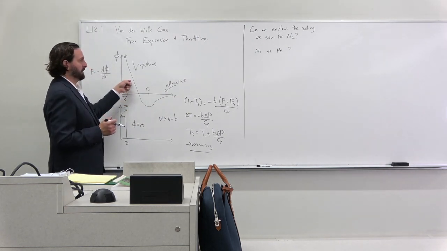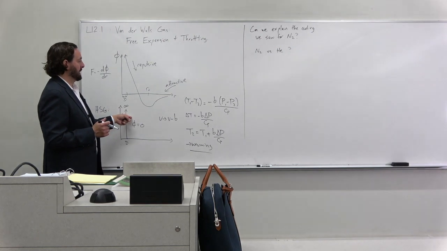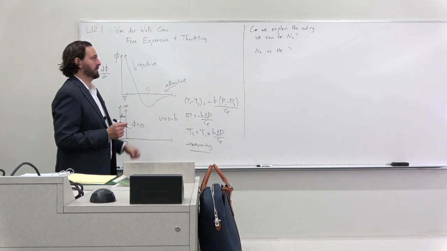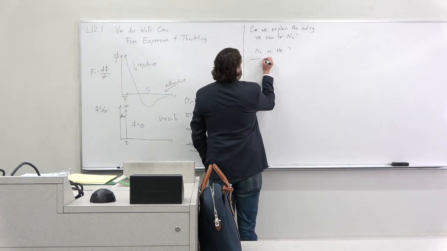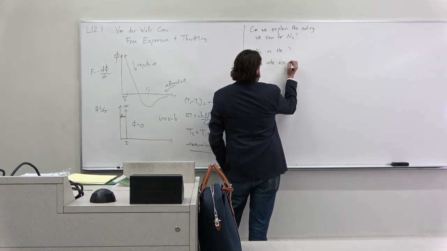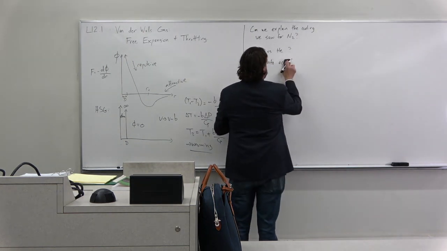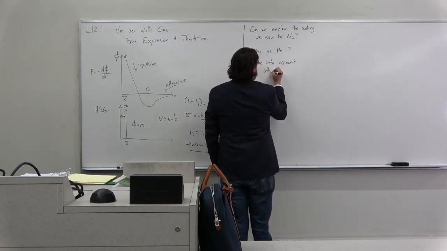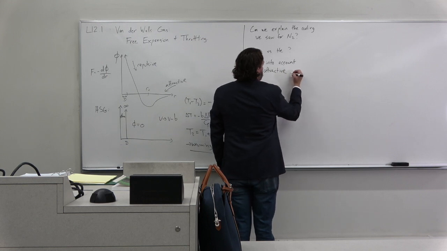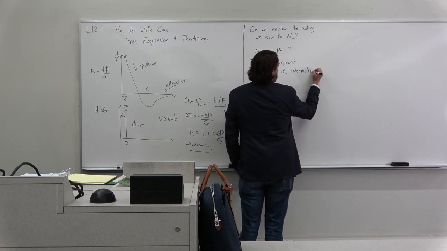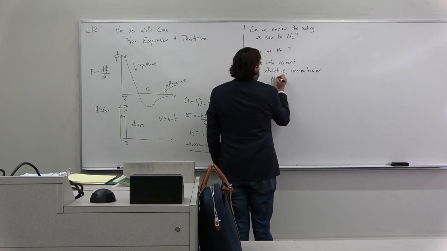So last time we roughly dealt with the repulsive part of the interaction. This time we need to think about the attractive part. So we need to take into account attractive intermolecular potentials.